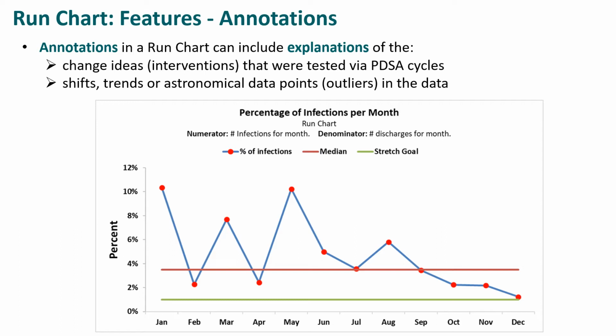One of the great features of a run chart is that you can include annotations. And annotations in a run chart can include the explanations of, for example, change ideas or the interventions that have been tested via Plan-Do-Study-Act cycles or PDSA cycles. Also to explain the shifts, trends, or astronomical data points, in other words, outliers that you might find in your data.